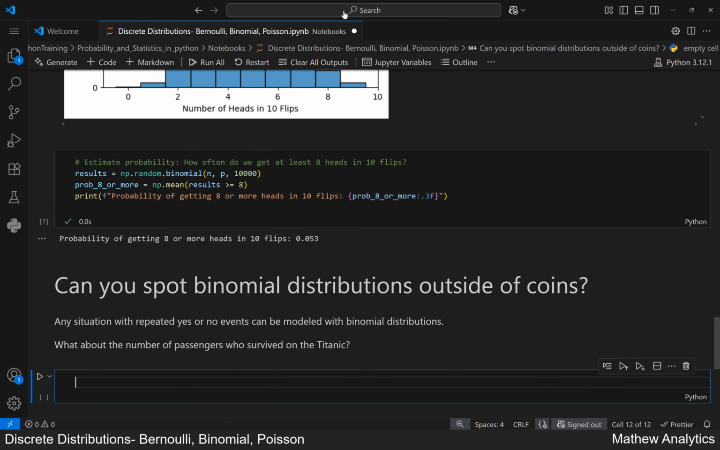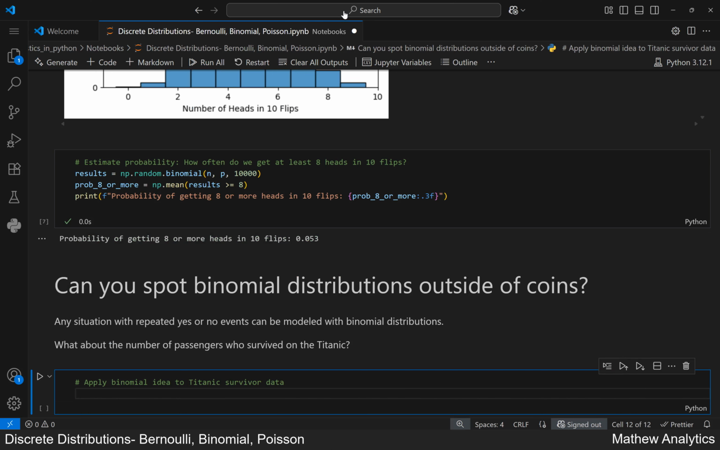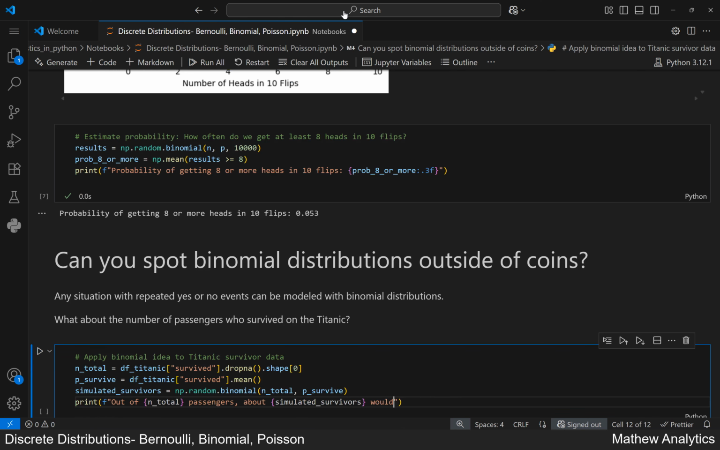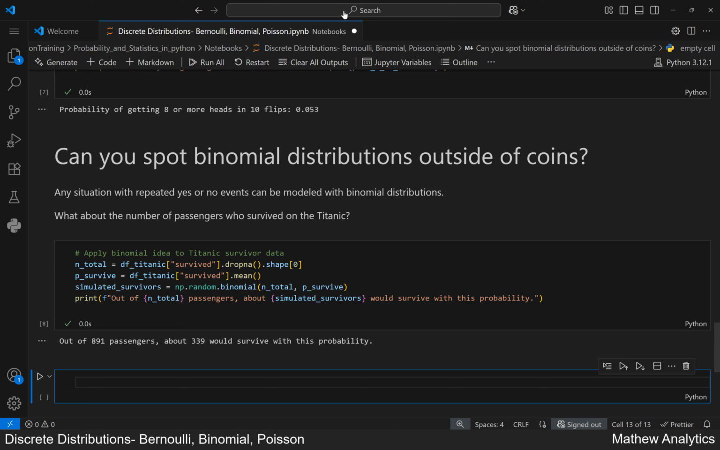Let us connect binomial distributions to a real example. We count the number of Titanic passengers with survivor data. The average of the survived column gives us the probability. We simulate the number of survivors using that probability. The printed message tells us about how many would survive with the same odds. Running the cell now. Think of other places in your life where binomial ideas show up. Try them in code.